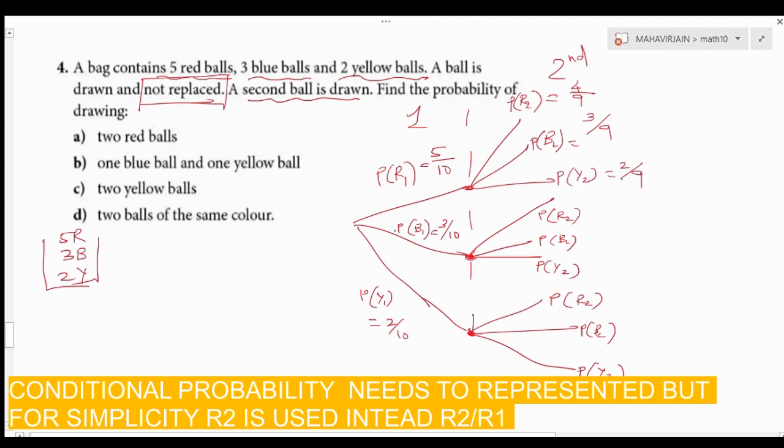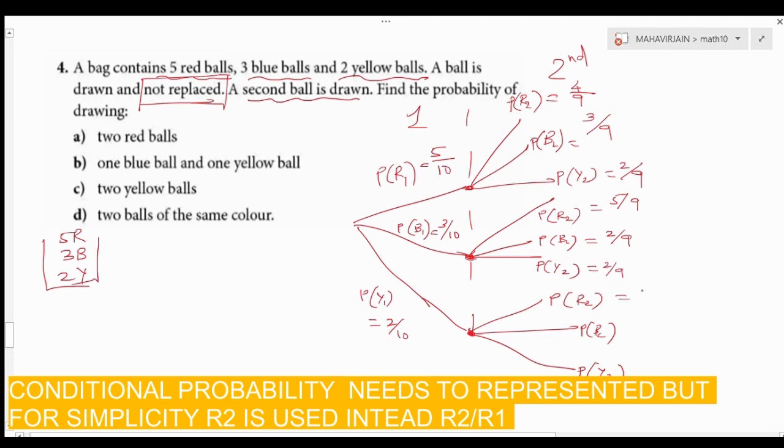Now a blue ball is taken. So red count doesn't change. The red count has to be 5, but total is 9. Blue ball count will change. It will be 2 by 9. Do you understand this? Clear? In a similar way, yellow ball count won't change. It will be 2 by 9.